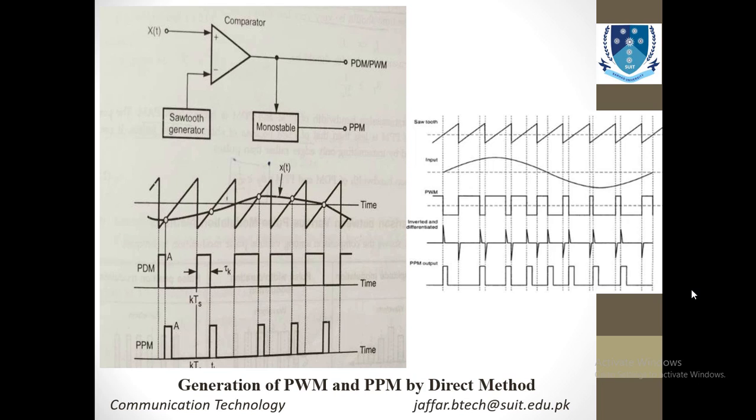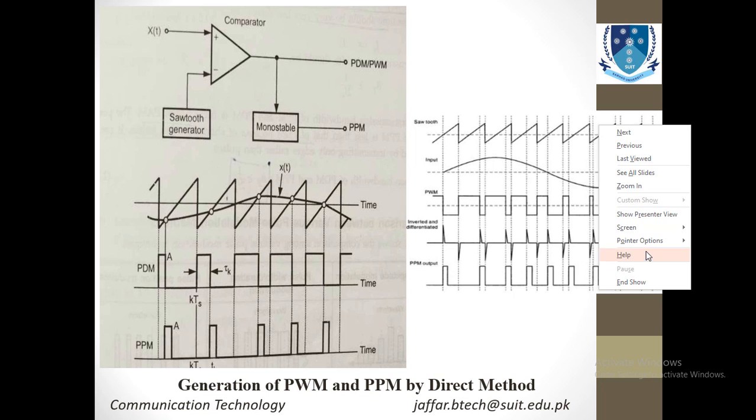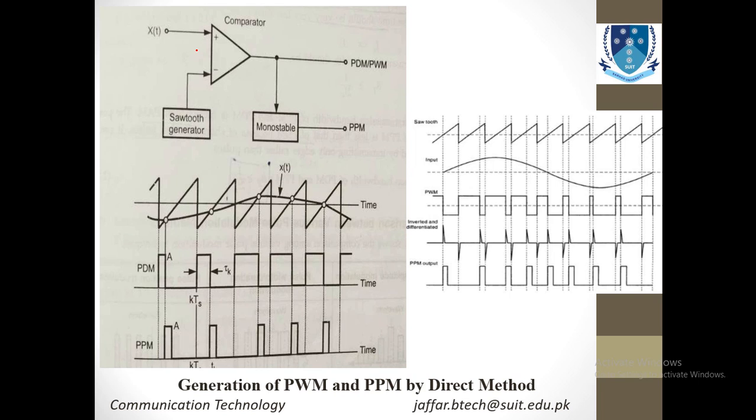In the first diagram, let me show it to you. This is the setup for PDM or PWM and PPM. In the first step, there is an input signal and a sawtooth generator, and this is a comparator. It generates a difference value, which is then given to the PDM or PWM, and it is also used by a monostable, which converts it into PPM, pulse position modulation. A monostable is a kind of temporary buffer, you can say.